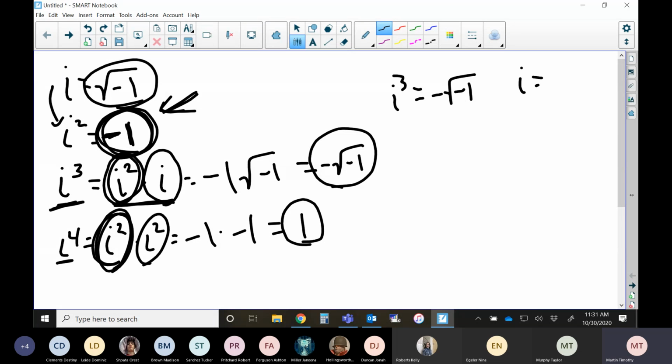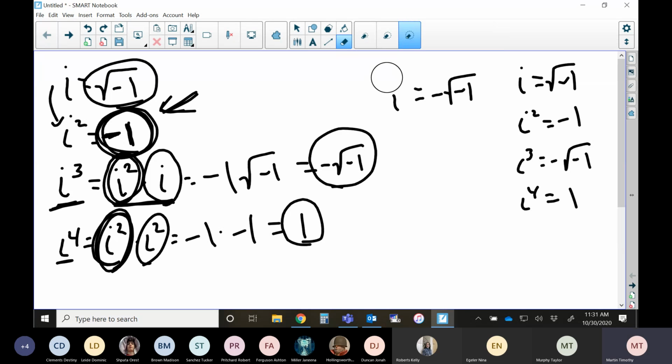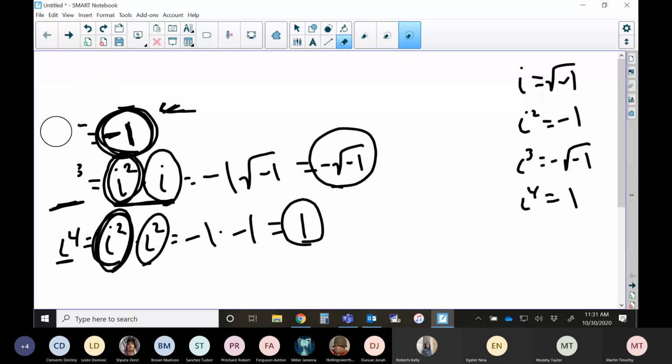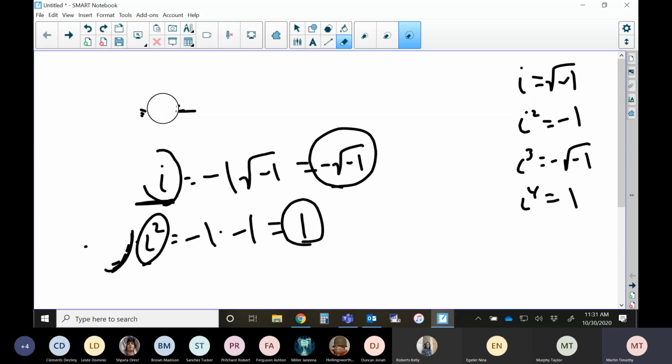i is equal to the square root of -1. i squared is equal to -1. i cubed is equal to negative square root of -1. And i to the fourth is equal to 1. Now, why are those the only ones that you ever need to know? Well, let's look at it. Like I said, we're going to go over it more on Monday because I think the more you see this, the better you get at it.